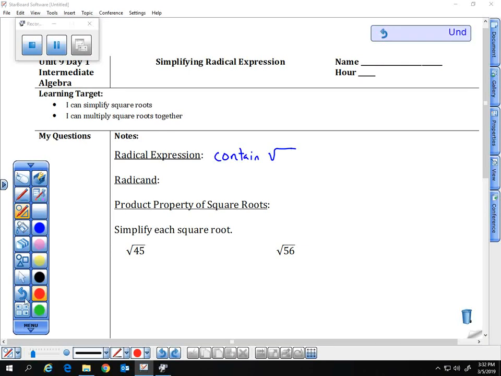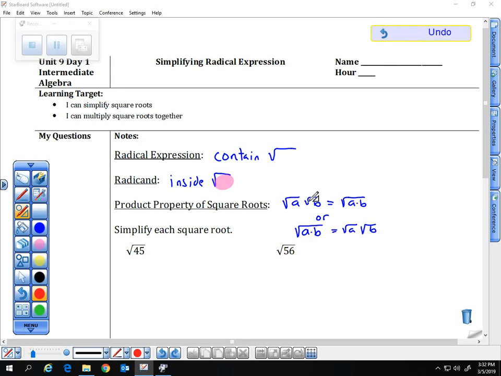First of all, radical expressions are contained in a square root, and the radicand is what's inside of it. And then we're going to also look at the product property of square roots, which is two different square roots can be multiplied together into one square root, or you could have two different numbers multiplied together in the same square root and then you could separate them.